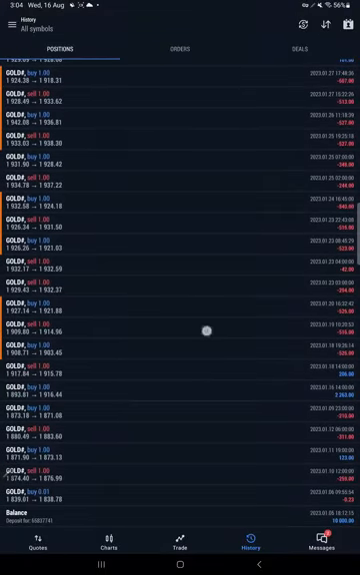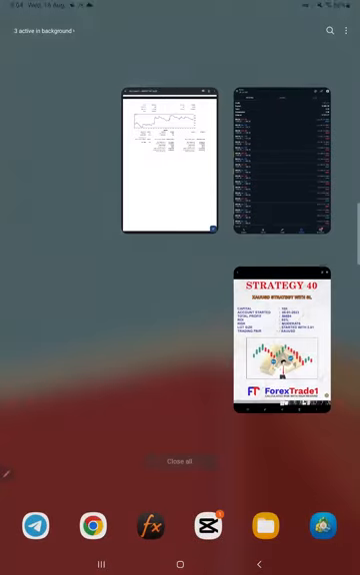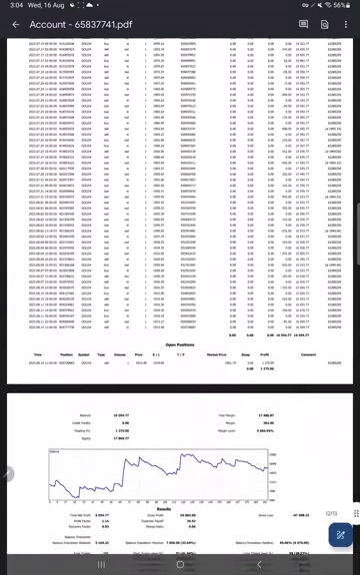We can verify each and every trade, how much profit and loss we have booked. Also, we have a trading account statement which will be attached in the YouTube description. So from there you can verify. This is a trading account statement. We will attach it in the description as well.